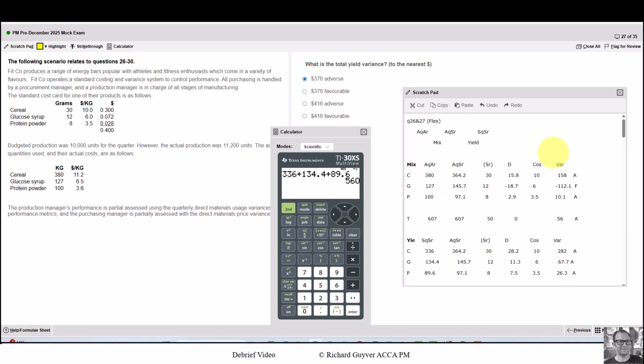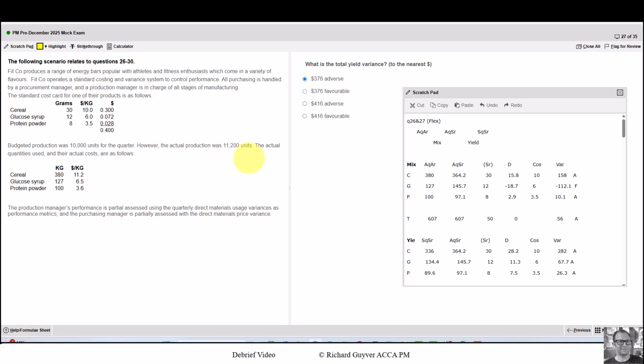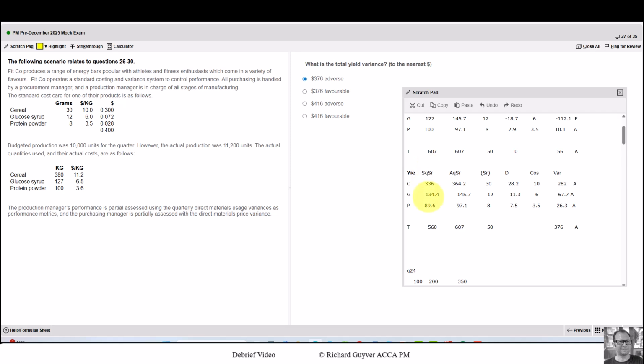Key takeaways: make sure you have some sort of template for mix and yield variances that you can remember and you can produce quickly and efficiently, either in the scratch pad or in the spreadsheet if it's a section C question, and then use that to help go and find the information and pull it into here. The push approach, where you read through this and try and work out what do I need, tends to be harder to do and you're more likely to make a mistake. So template that you've tried and tested that you can reproduce in the exam, and don't forget to flex based on actual production. And for material variances, make sure you're using the standard cost per kilogram, not the actual cost per kilogram.